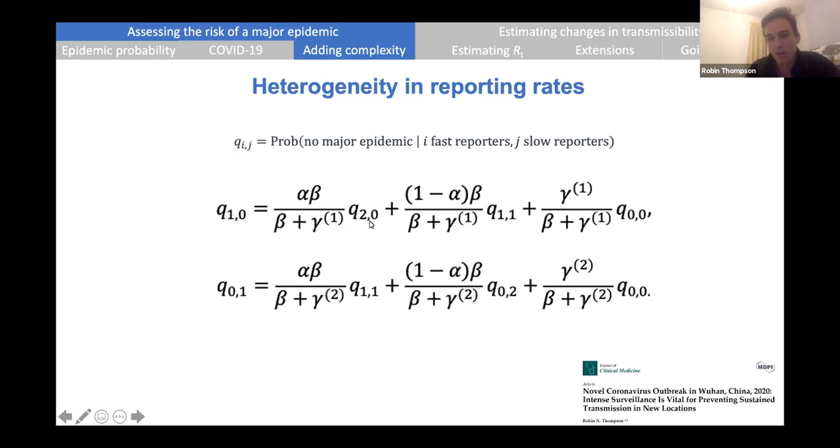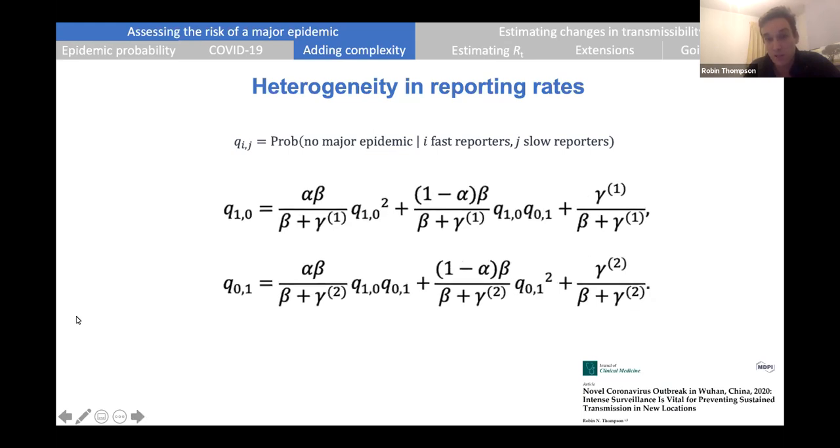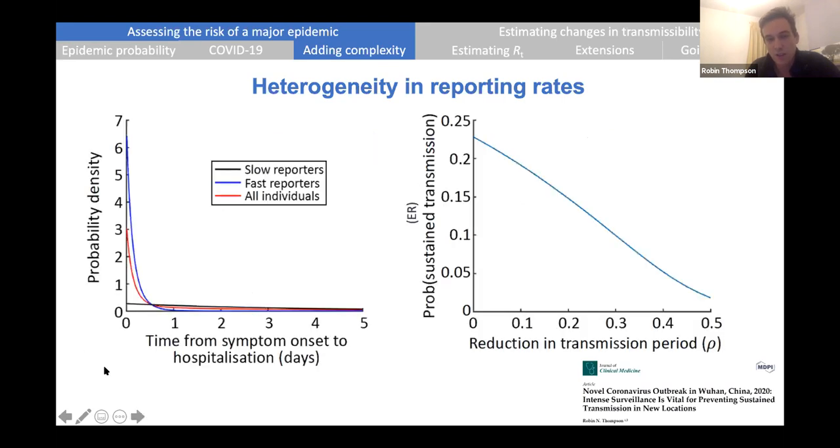And then you can make similar approximations throughout. So Q11 is Q10 times Q01 and so on. You can substitute that in, and then you've got two simultaneous equations with two unknowns, which we can then solve. You can actually solve it analytically in this case. If you do that, you can again work out the epidemic risk whenever the virus is transported to a new location. And again, the qualitative result is exactly the same as before.